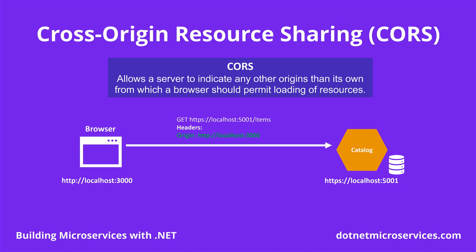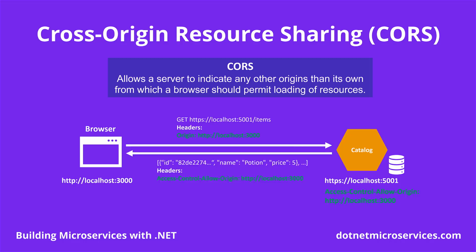The difference this time is that the catalog microservice has been configured with the Access-Control-Allow-Origin header, which indicates all the other origins that are allowed to call the REST API. In this case, this header has been configured with the origin where the front end is hosted, http://localhost:3000. Once catalog sends the items data back to the browser, it appends this header to the response. The browser now compares the value in the Origin header it sent to the value in the received Access-Control-Allow-Origin header. Since they match, the browser now allows the response data to reach the front end.